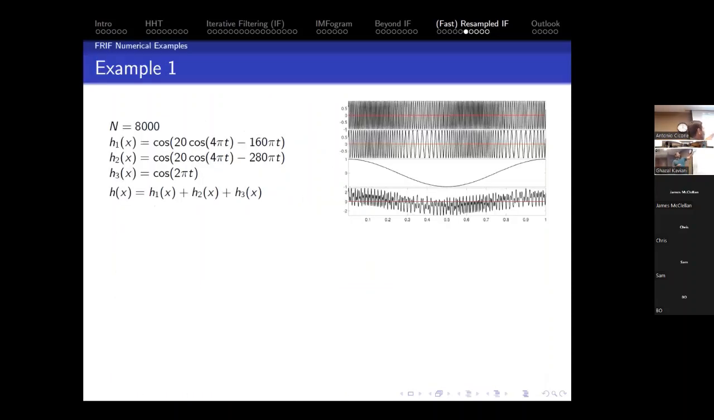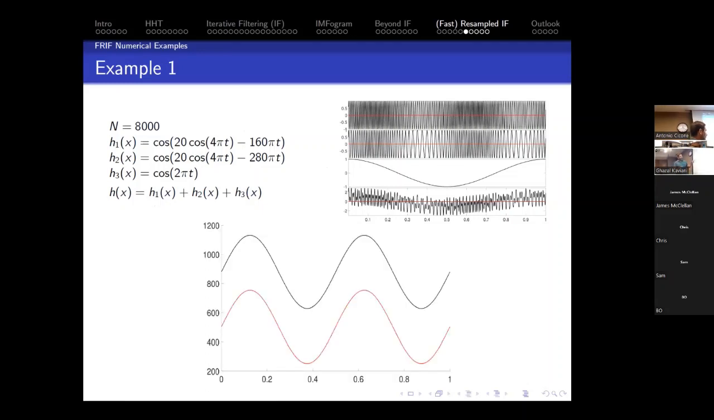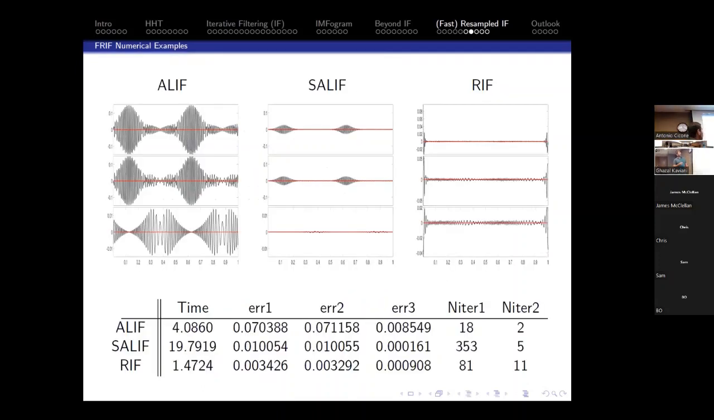Here is an example: you take these 3 components and add them together, and the instantaneous frequency varies in this way. You can try with ALIVE; that's the error at each instant of time. Here you have computational time, the error in norm 2, and the number of iterations for each component. You see with ALIVE, it takes 4 seconds and the error is pretty bad. With resample iterative filtering, we take 1 second and the error is pretty low, as you see there. Here in the middle, you have the stable version of ALIVE, which takes almost 20 seconds to produce something which is way better than ALIVE, but still not as good as resample iterative filtering.